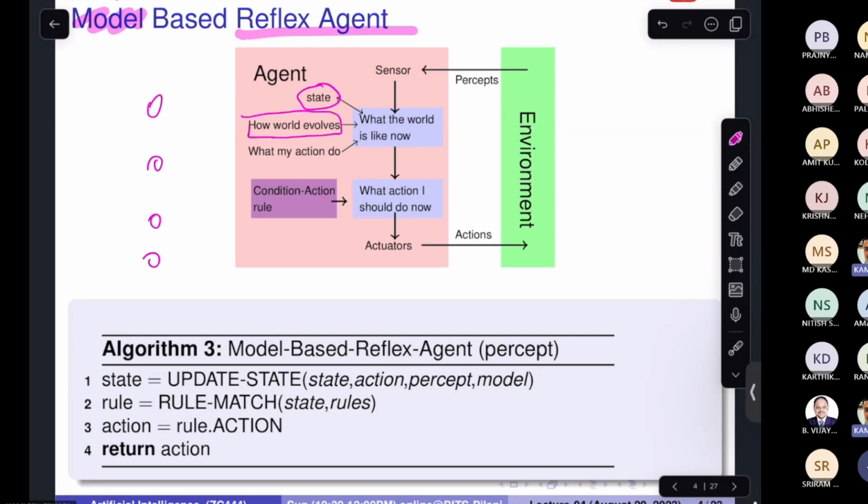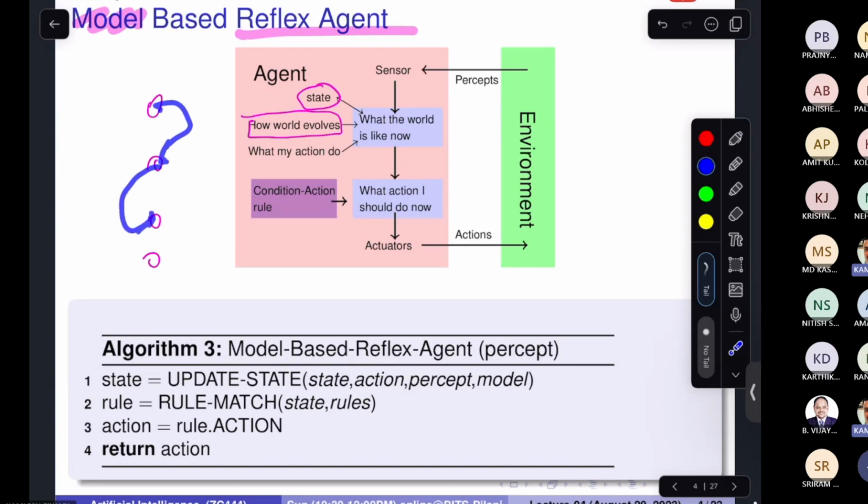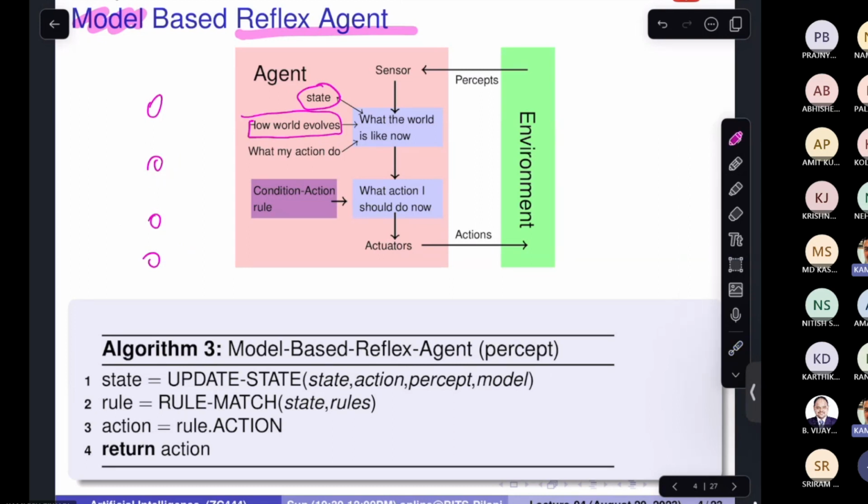This is also important. How the world evolves means what happens when the state changes the world. Maybe there could be a clock which can tell that this is morning time, evening time, something like that. There should be something that tells how I change from one state to another, because otherwise it would keep working on one state only. Okay. What my actions do: it knows that if I apply this, what is going to happen over there.